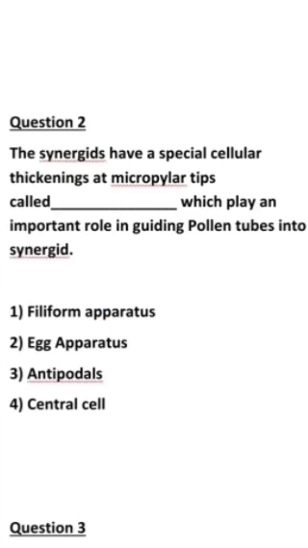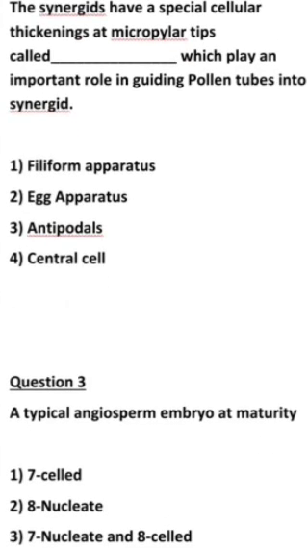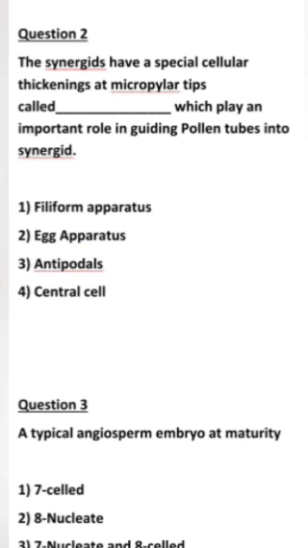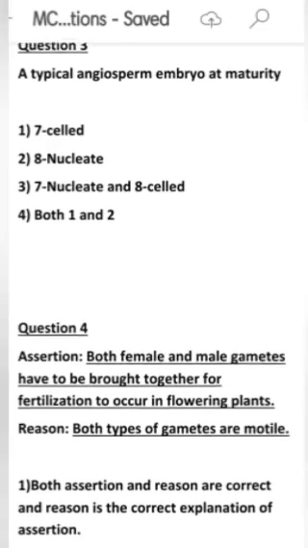Now coming to the second question. Here the second question is MCQ type. The synergids have special cellular thickenings at micropylar tips called dash, which plays an important role in guiding pollen tubes into synergid. So it's very simple. Here it is given that important role in guiding pollen. So it is clear from this that it is filiform apparatus.